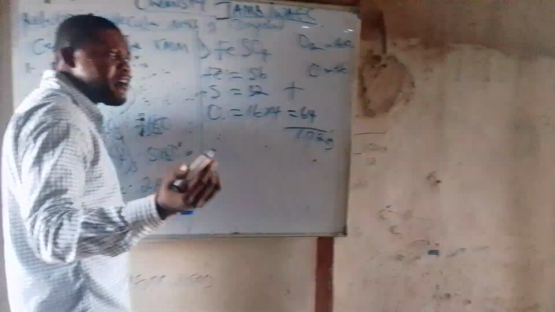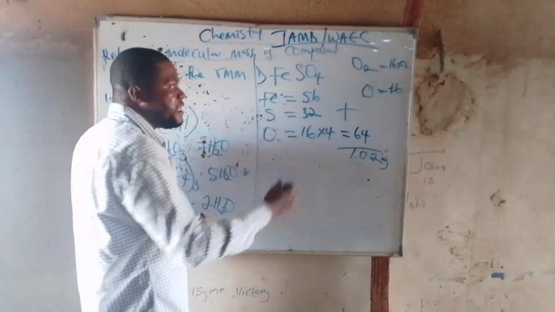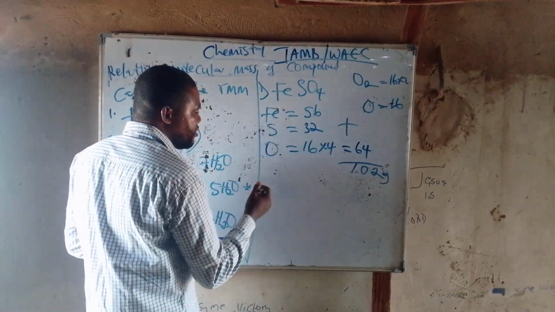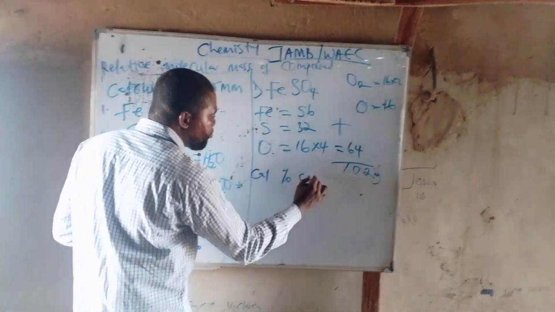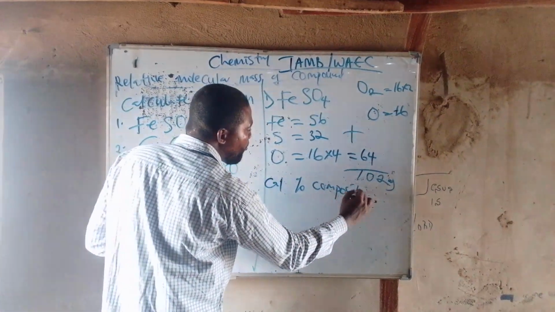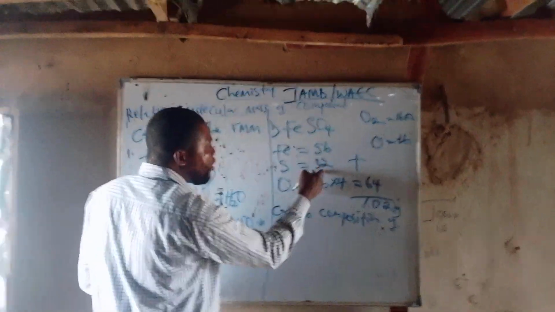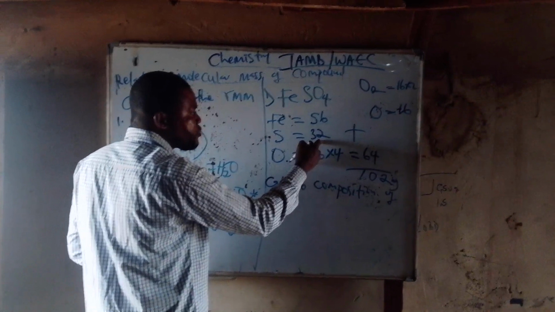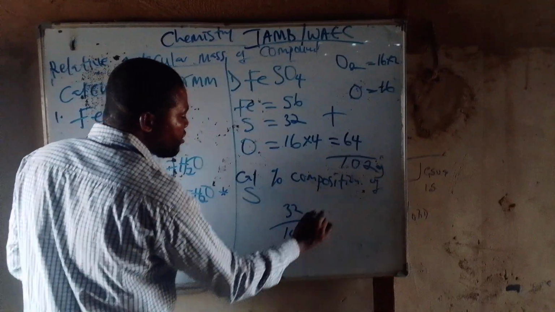But if you are asked to find the percentage composition of sulfur in this compound, what will I do? I'll come down to my compound here. What is the mass of sulfur here? 32. 32 over the total mass of the compound, 102, times 100.